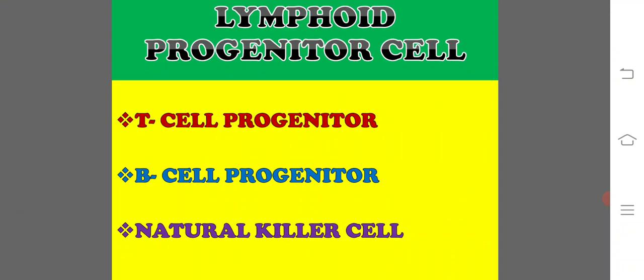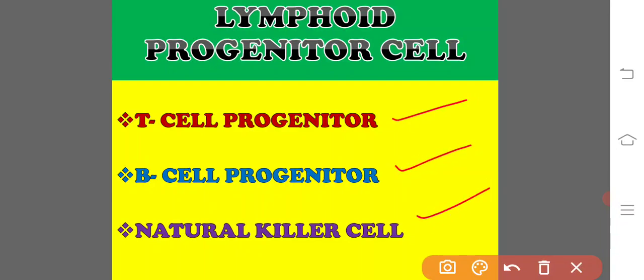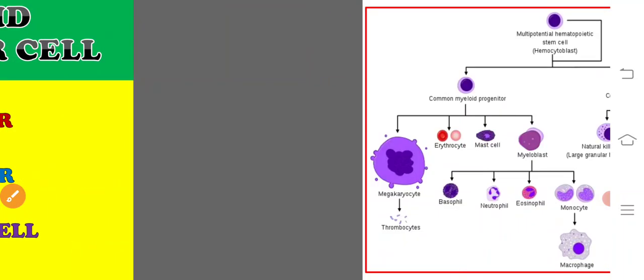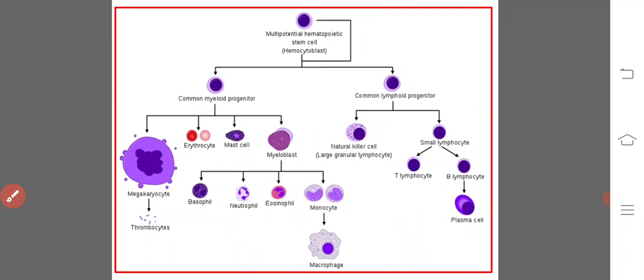Coming to the lymphoid progenitor cell. This cell produces unipotent stem cells, namely T cell progenitor, B cell progenitor, and natural killer cell. T cell progenitor cells migrate from bone marrow to the thymus gland, where they mature as T lymphocytes, and B lymphocyte progenitors form B lymphocytes in the bone marrow itself. This is all about the lymphoid progenitor cell.